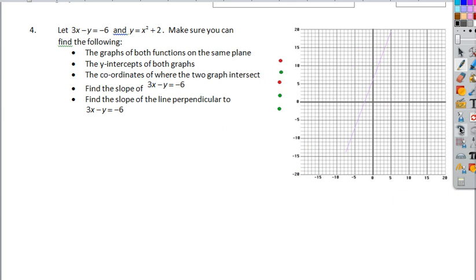And we're clearing that out. Let me go and put my parabola back in really quick.